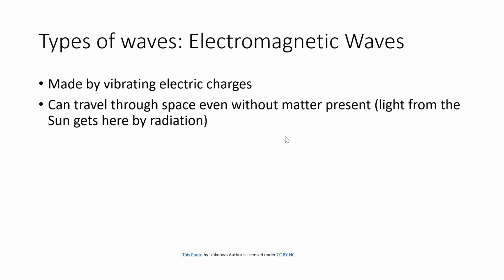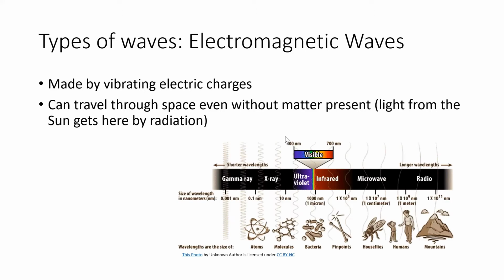Electromagnetic waves are also types of waves. They're made by vibrating electric charges. They can travel through space even without matter. That's how the light gets here from the sun, through radiation. Electromagnetic waves can travel through air and water also, but they don't have to have matter in order to travel.